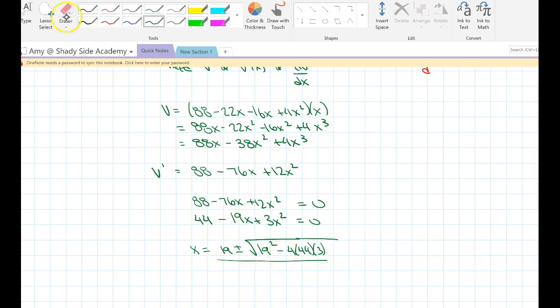Whoops, look what I just did. Rookie mistake, rookie mistake. I treated this as A, B, and C. I didn't realize I wrote it in reverse order. Okay, 19 plus or minus the square root of B squared, so 19 squared minus 4 times 3. Oh wait, I don't think I made a mistake. That's so embarrassing. All over 6.